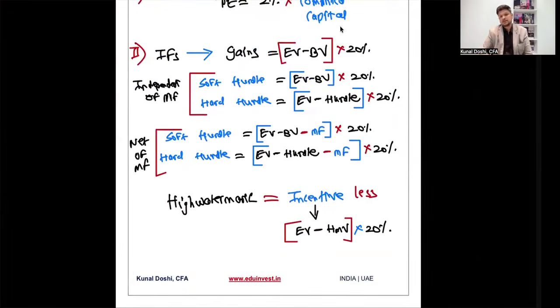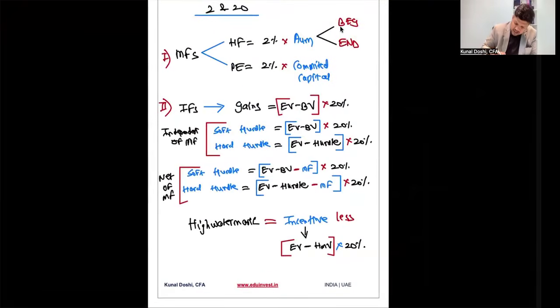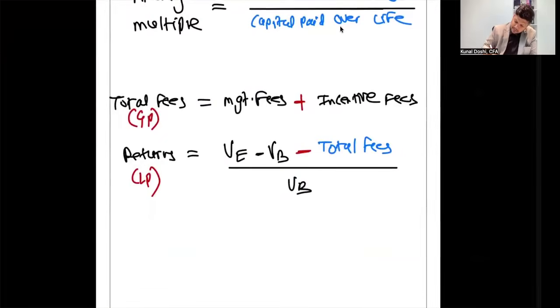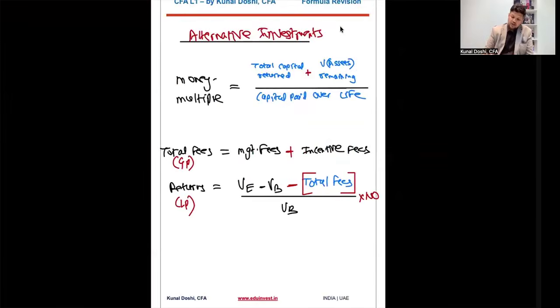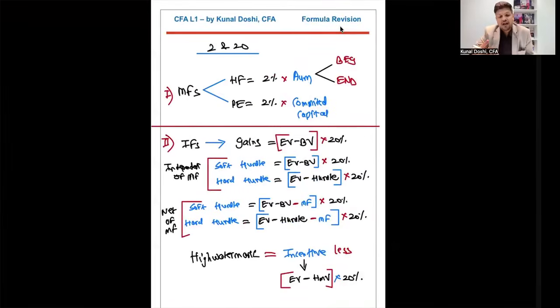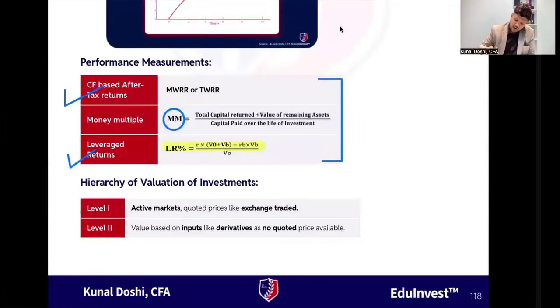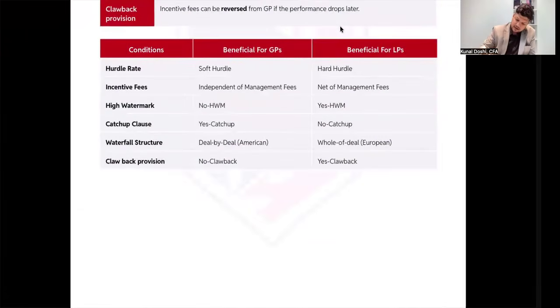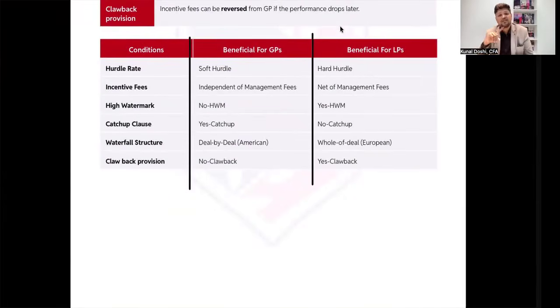Is this clear to the class? Check. Total fees is then management and incentive fee. Then take all of that fee and subtract it from the ending value. Finally, multiply that with 100. That will be your returns for the LP. Check, confirm. Everything that I could think of, I've put here. For your reference, I've used this amazing table. I'm saying amazing because it really will help you, right? Which is beneficial for what?